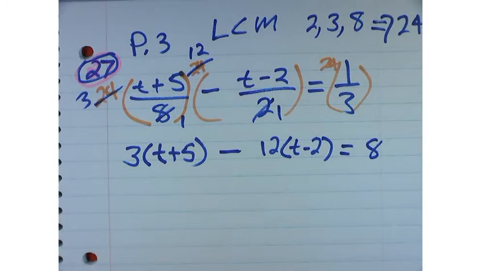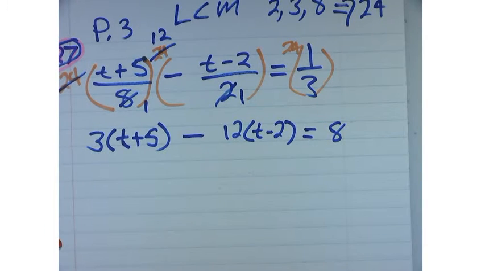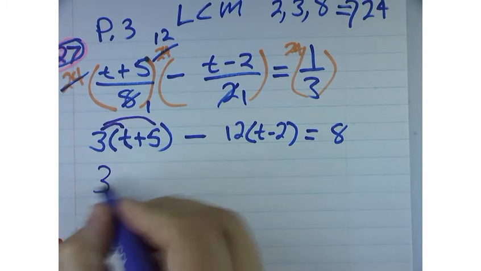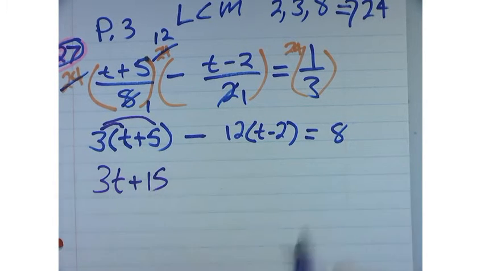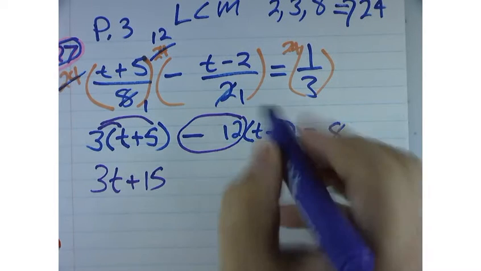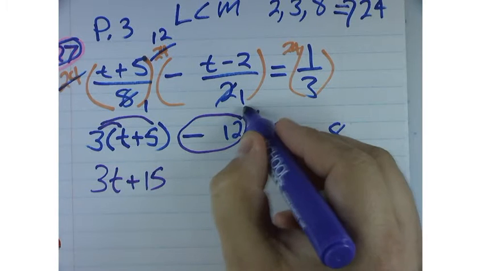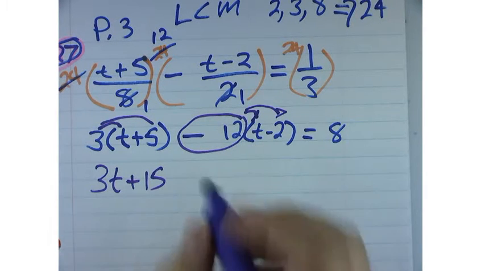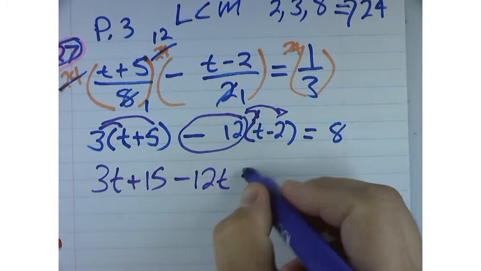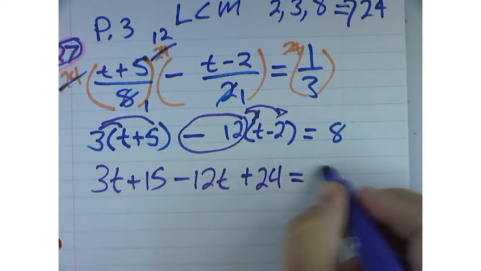So we've gotten rid of all of the fractions, or we'll call those rational expressions. That's the fancy way to say it. Now in the next step we want to distribute through the parentheses. I'm going to multiply this by 3, multiply this by 3, and I get 3t plus 15. Now I like to think of this as negative 12, so I'm going to distribute the negative 12 through the parentheses. Negative 12 times t is negative 12t. Negative 12 times negative 2 is positive 24. And that's equal to 8.